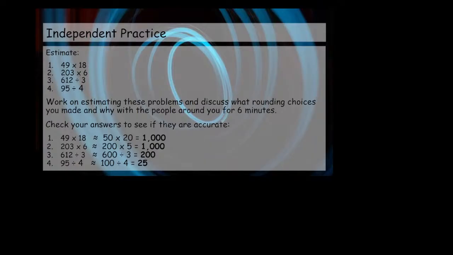Next, we have 95 divided by 4, which is approximately 100 divided by 4, because 95 can be rounded up to 100, and it's pretty easy math to know that 100 divided by 4 is 25. That's common knowledge. However, you could have also rounded the 4 up or down. You could have rounded the 4 up to 5, and you could have done 100 divided by 5, which is around 20. That's also close to 25, so that's also a good estimate.